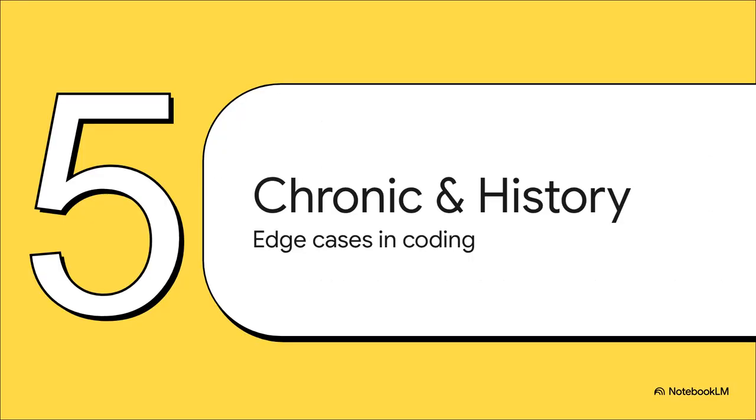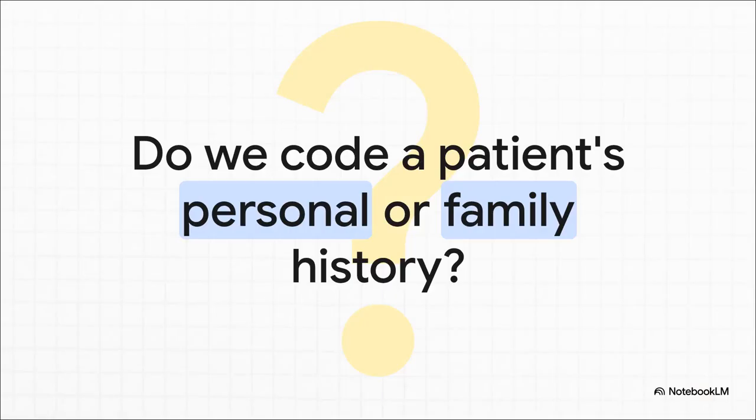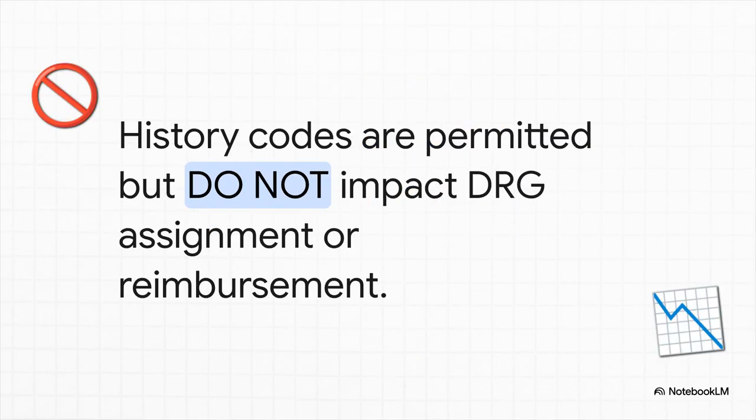Section 5, Chronic and History Conditions. Okay, so I hear this question all the time from students. Do we code a patient's personal or family history? For instance, if a patient is admitted for acute bronchitis, but they have a family history of lung cancer, do we go ahead and code the cancer history? Well, the short answer is yes, you can, but with a pretty major caveat.